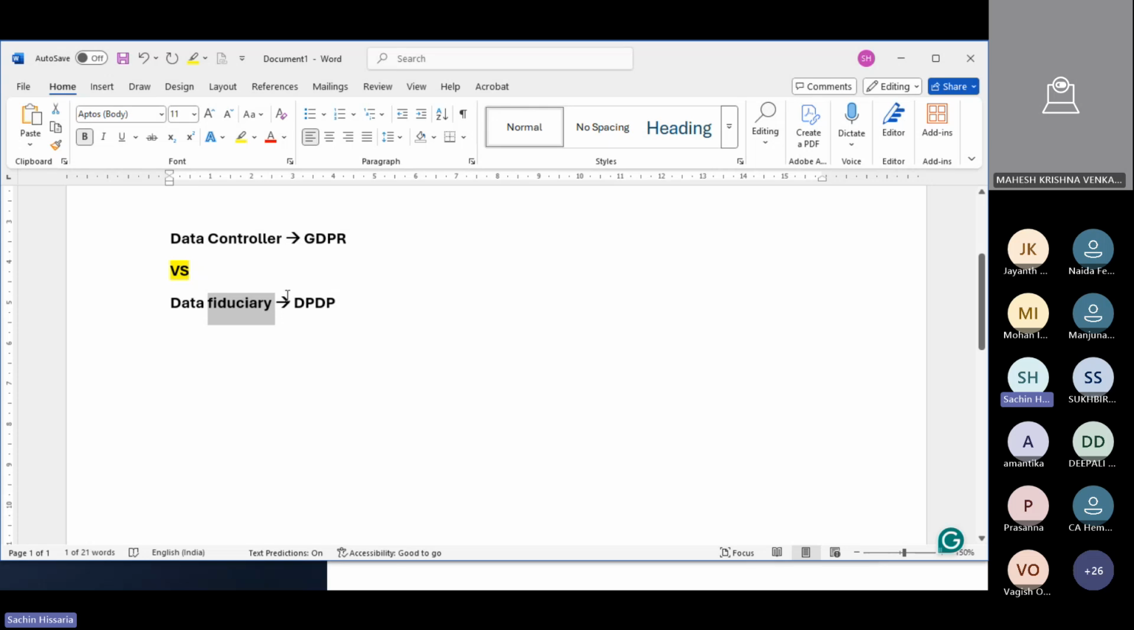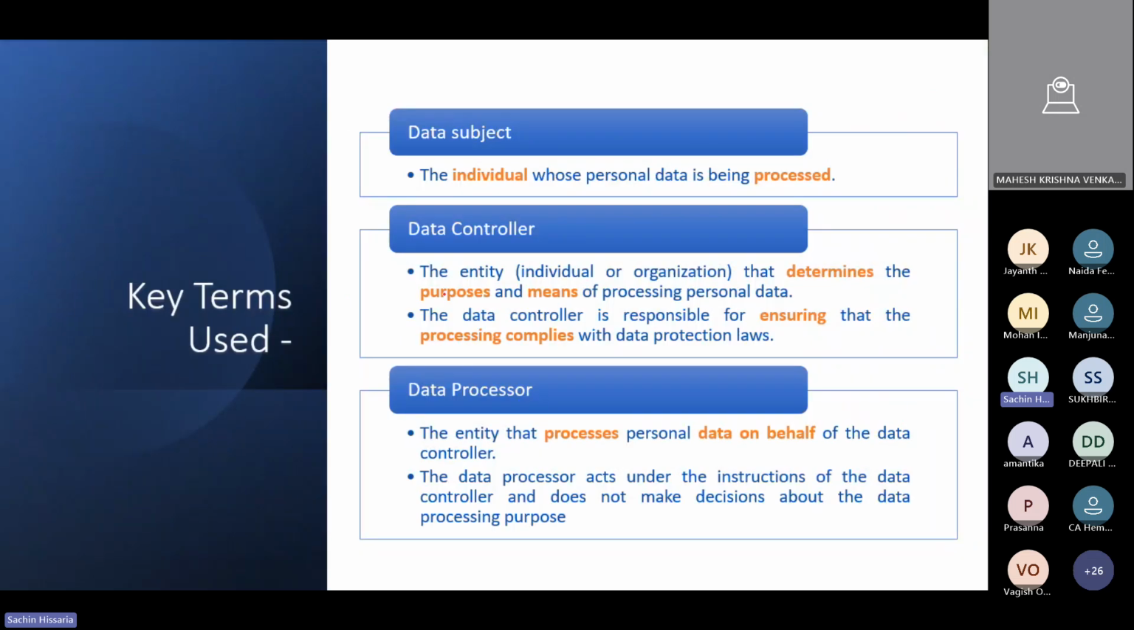So data controller and data fiduciary are the same only. Okay. Now, the second terminology is the data processor. Who is a data processor? This is very simple. A data processor is the one who is processing the data on behalf of the data controller.